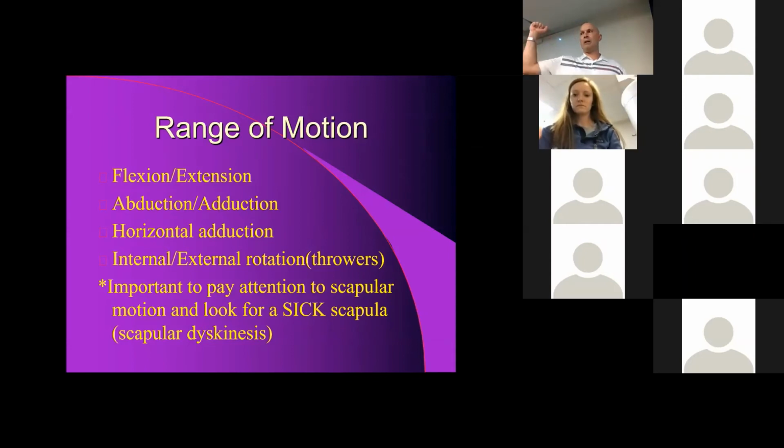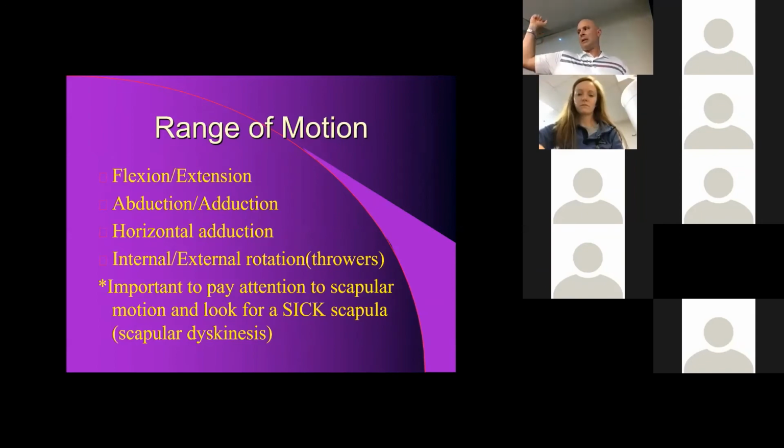Then I'll do internal rotation by having them reach around their back this way. In a thrower, you might do both active and passive internal rotation up in the 90-degree position, with that throwing position, and see what the range of motion is and compare it to the other side. In a thrower, the throwing side should have a movement of the arc more posteriorly, where they're going to externally rotate, but the arc of motion should be the same.